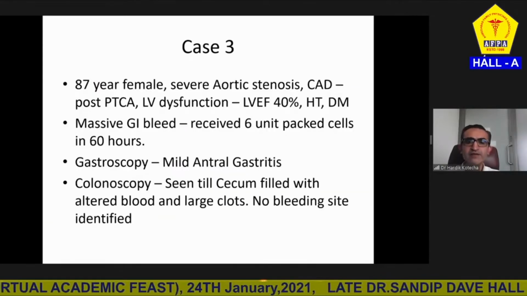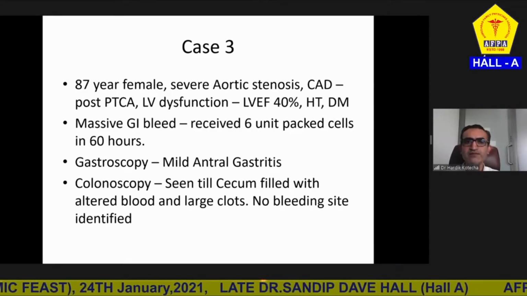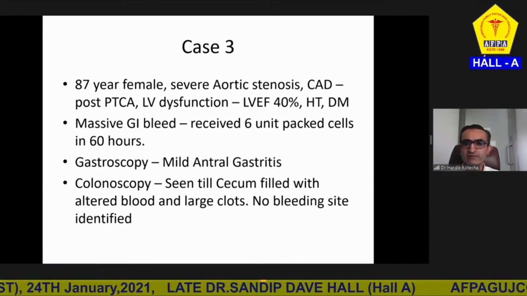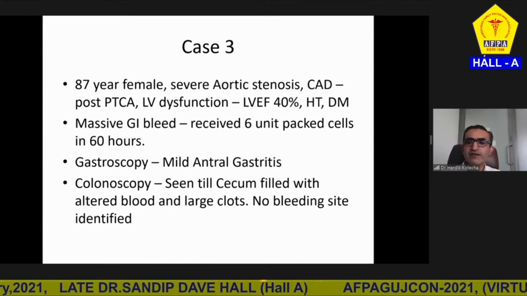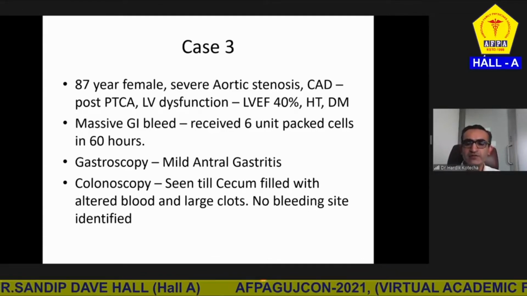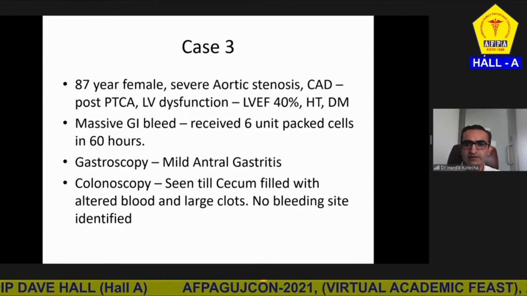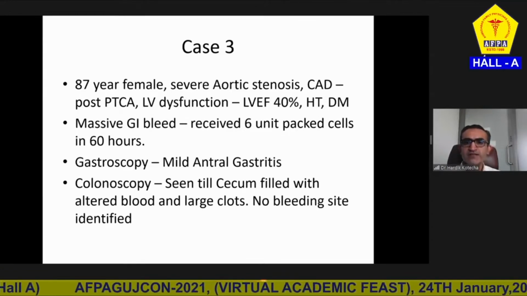Third case, 87-year-old female, severe aortic stenosis, coronary artery disease, post-PTCA, LV dysfunction, low ejection fraction, diabetes, and hypertension. Now, this lady was admitted in a good corporate hospital in Baroda, attended by a gastroenterologist, cardiologist, and a critical care specialist. She received 6 units of blood in 60 hours time.